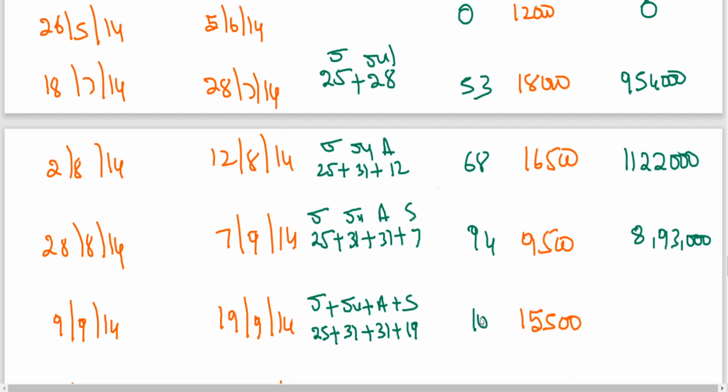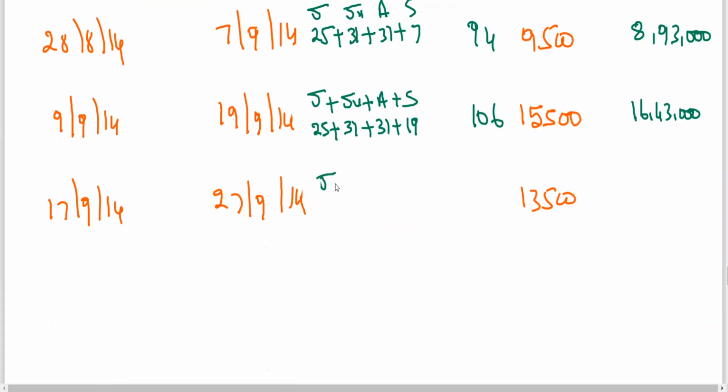16 lakh 43,000. 25 plus 31 plus 27, 114. 114 into 13,500. 15 lakhs 39,000.